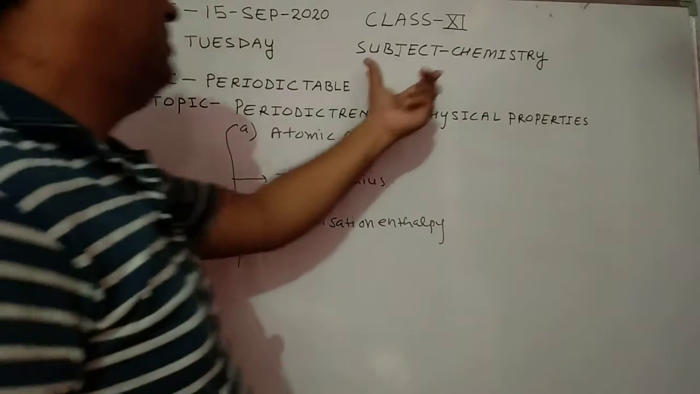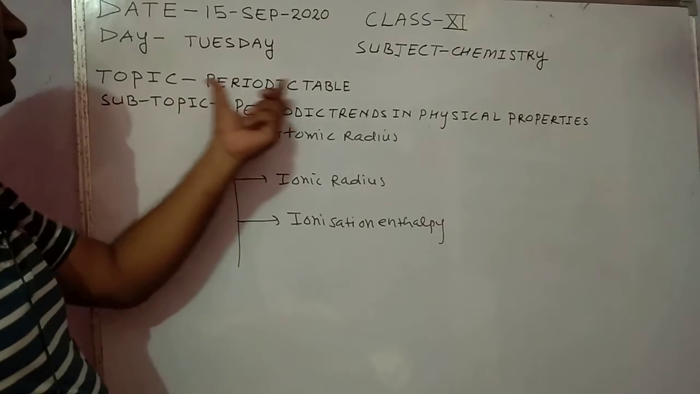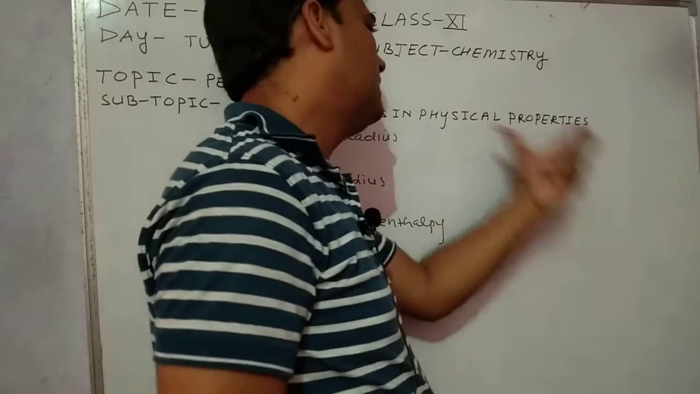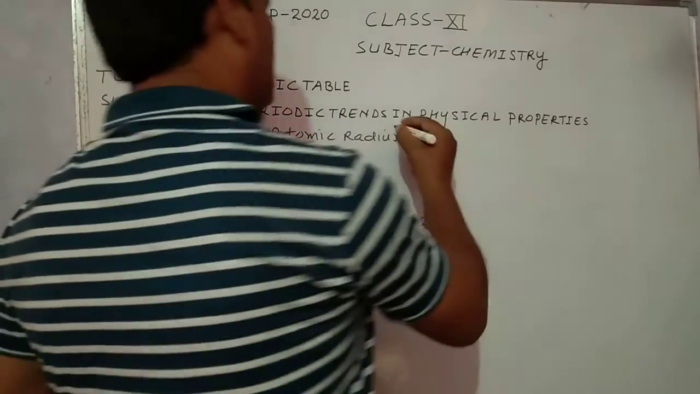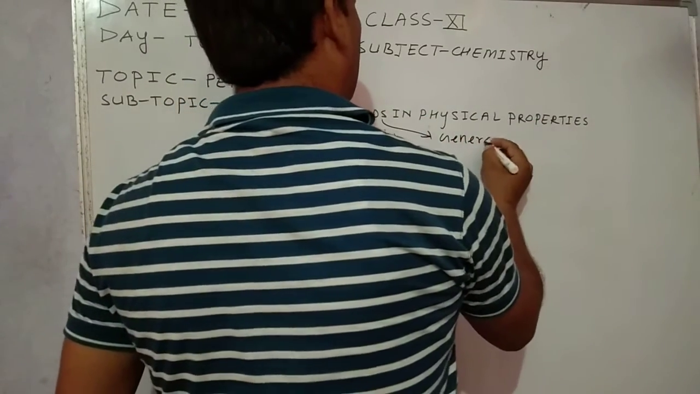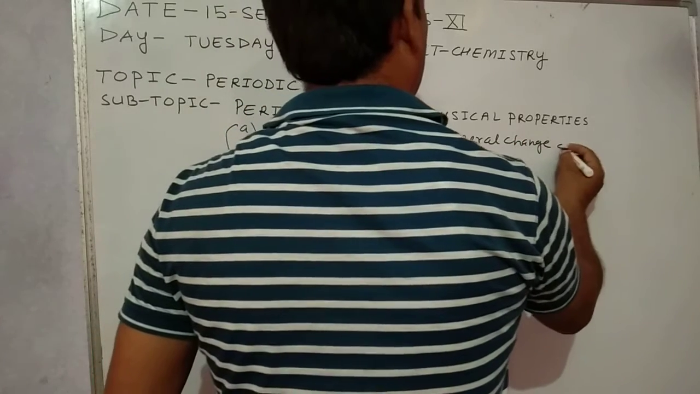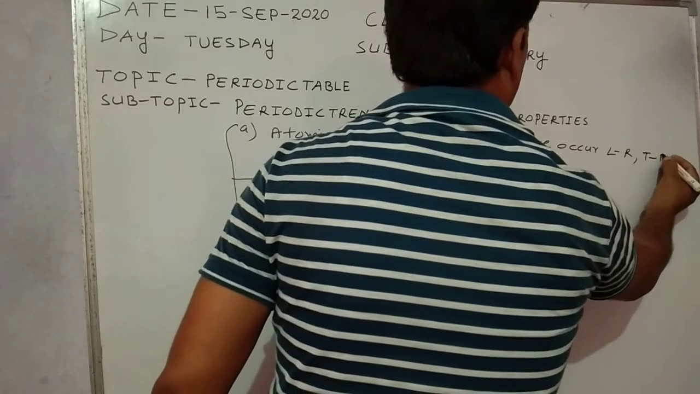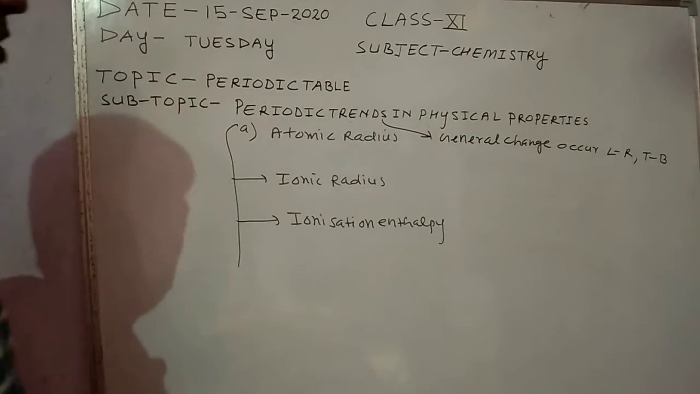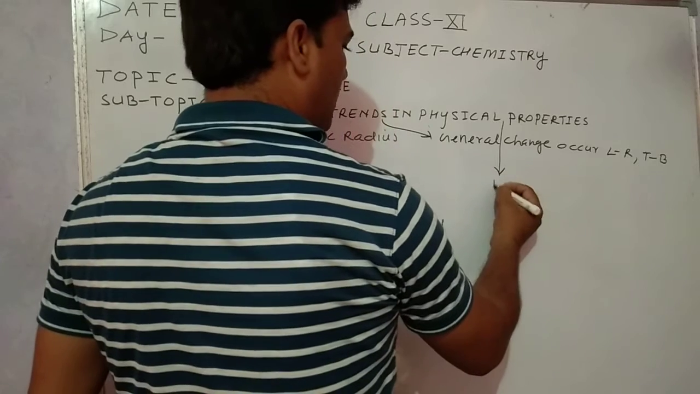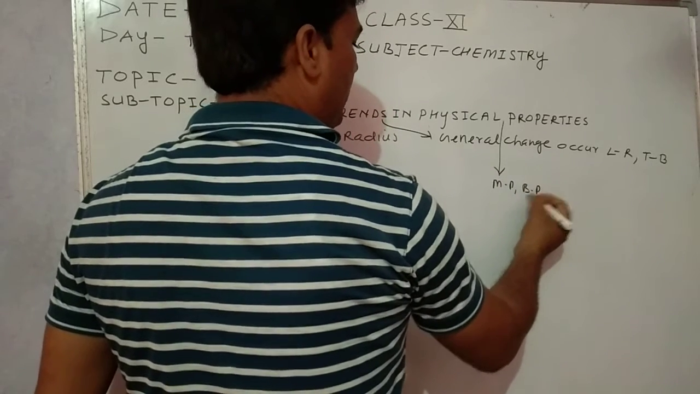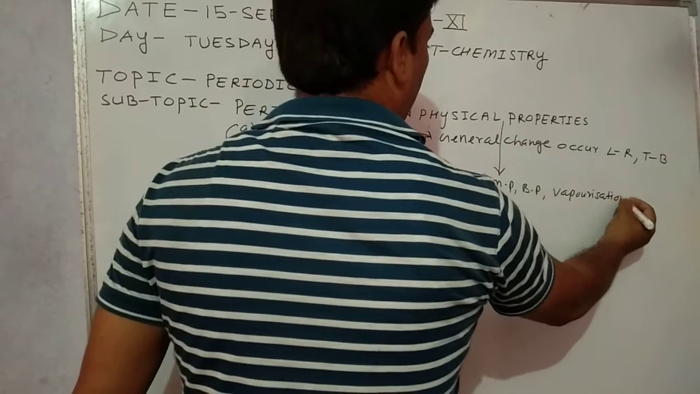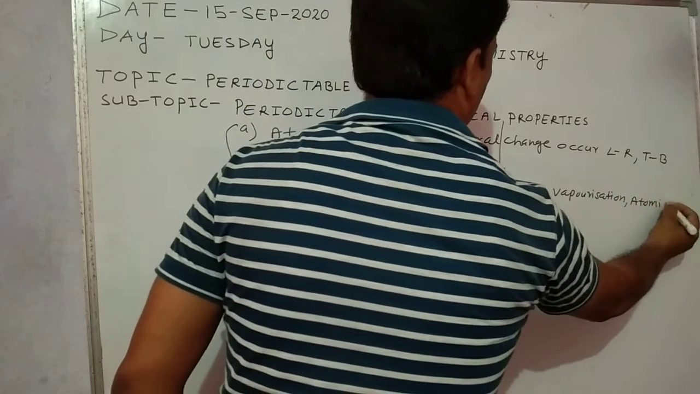Today I am going to discuss the chemistry of 11th class, and the topic is periodic table, that is periodic classification of elements, and the subtopic is periodic trends in physical properties. Physical trends means general change. General change occurs when we move from left to right in the periodic table or top to bottom in the periodic table. And the physical properties are melting point, boiling point, enthalpy of vaporization and atomization enthalpy.